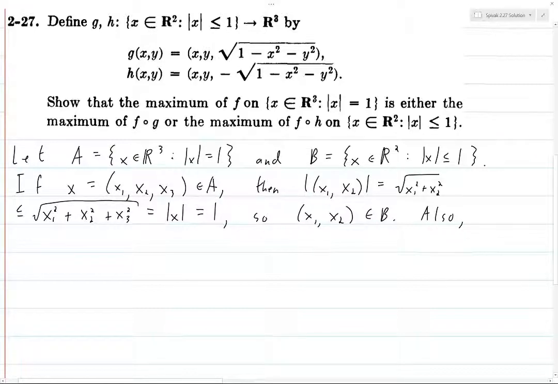Also, we have the norm of x equals 1. So if we square both sides of that, we get 1 equals x1 squared plus x2 squared plus x3 squared. And we solve for x3 squared: x3 squared equals 1 minus x1 squared minus x2 squared.